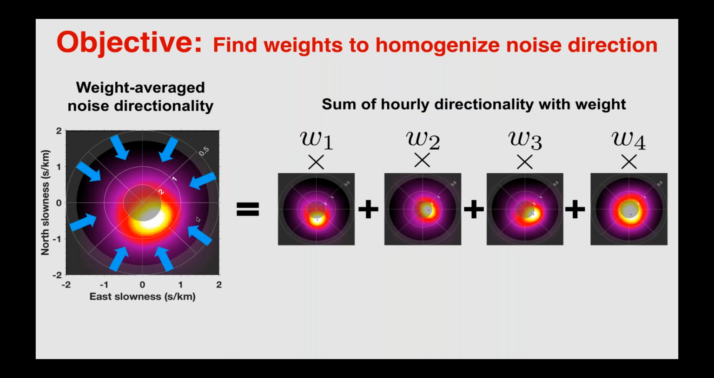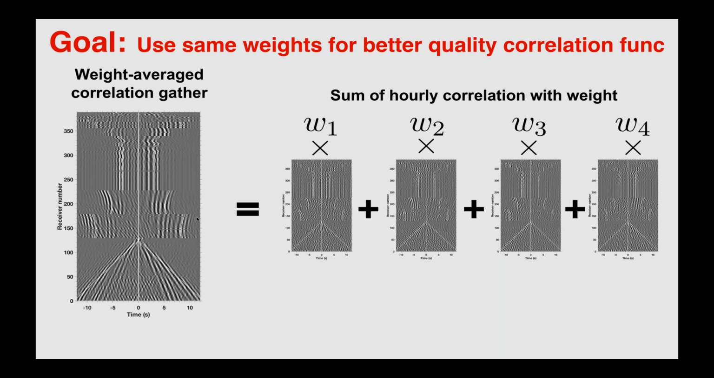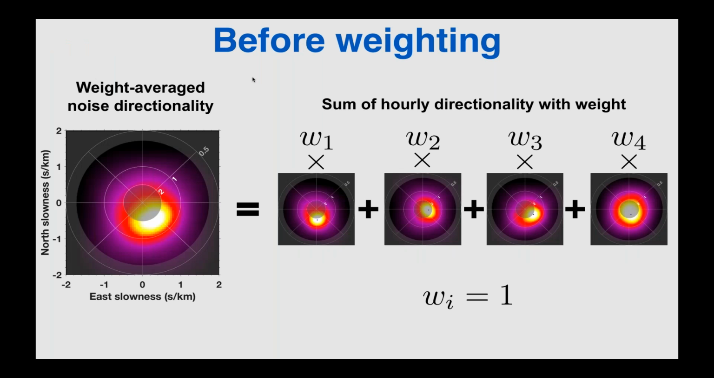Then the objective of this inversion is to find the weights to homogenize the noise directions, and the goal is to use the same weights estimated from the beamforming for better quality correlation functions. Of course, we need to define what better quality correlation functions means, but I will discuss it in a minute. So let's jump into the results.